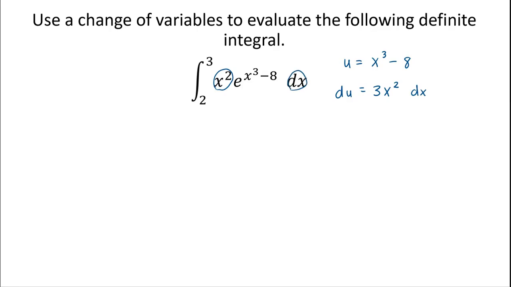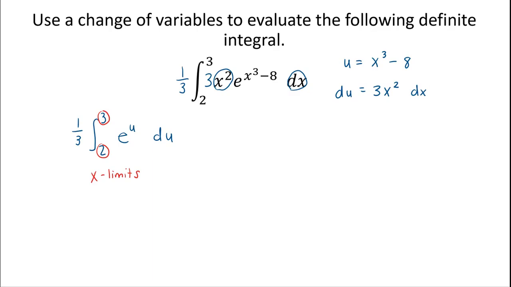The only thing that we need to do is to manipulate this definite integral by putting a 3 in front of the x squared so that we have our entire du. But to offset that, we're going to add a 1/3 out front. So now we have 1/3 times the definite integral of e to the u du from x equals 2 to x equals 3.